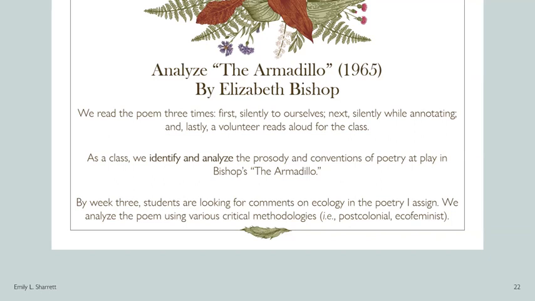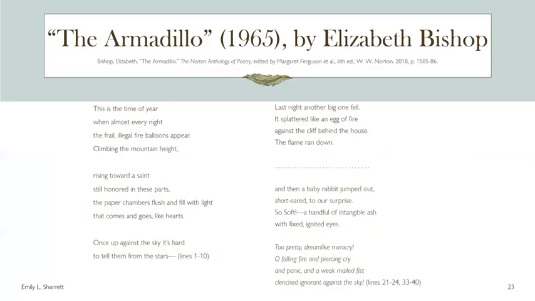The next portion of the class is spent identifying and analyzing to what end the poem uses specific syntax, diction, stanza breaks, enjambment, or other poetic conventions. And we do that to ask what the poem means. What is it saying, and how is it saying it? By this point in the term, students are looking for comments on ecology, often from post-colonial or ecofeminist methodologies that I model in class.